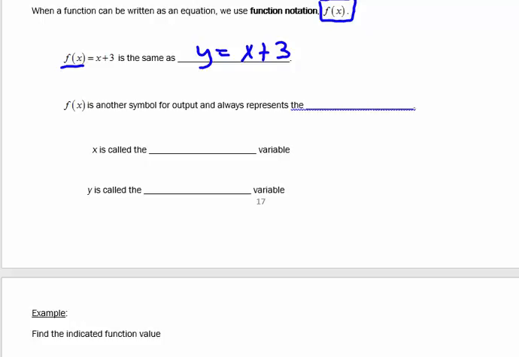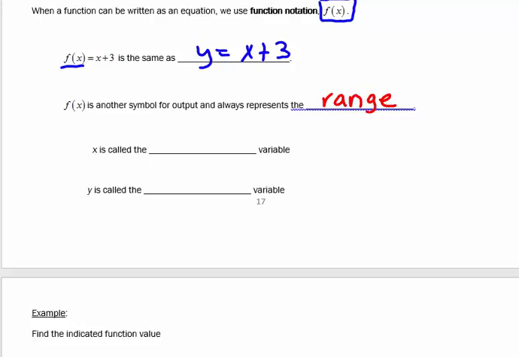Why are we using function notation? When we know that something is a function, we know that the domain does not repeat. So we have some extra and added information there. If we just see y equals, we're not sure. But when we see f of x equals, we know we have a function. So f of x is another symbol for output and always represents the range. So when you see f of x, you can think range values.